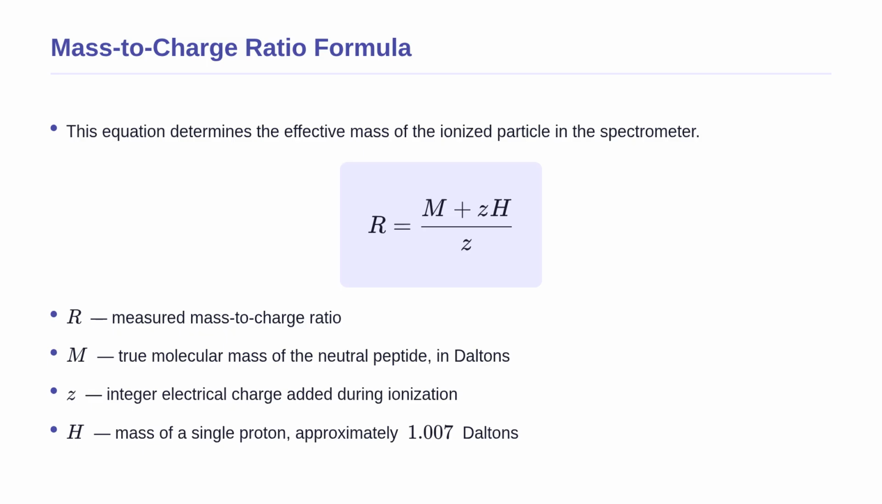Here, R denotes the measured mass-to-charge ratio. M represents the true molecular mass of the neutral peptide fragment before ionization, measured in Daltons. The variable Z represents the integer electrical charge added to the peptide, like picking up extra protons. Finally, H represents the mass of a single proton, which is approximately 1 Dalton. If the charge Z increases, the measured ratio R will decrease, shifting the signal on the resulting mass spectrum graph.